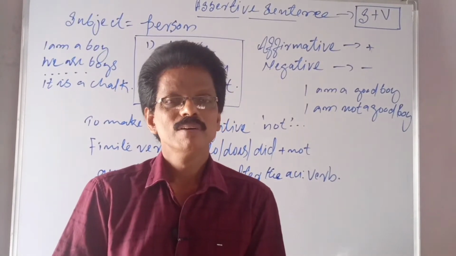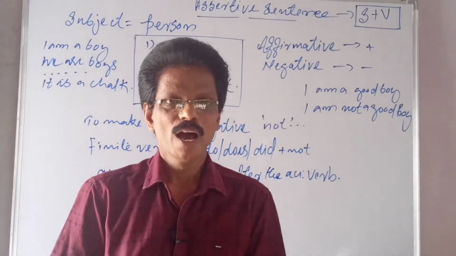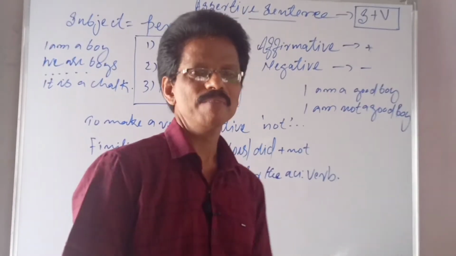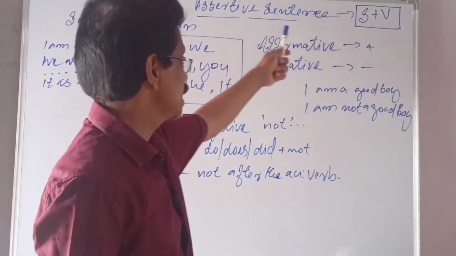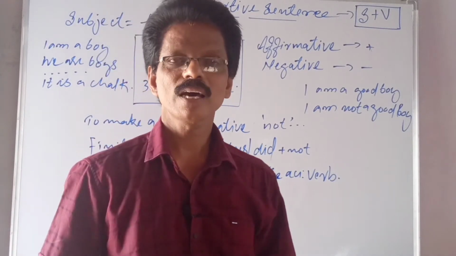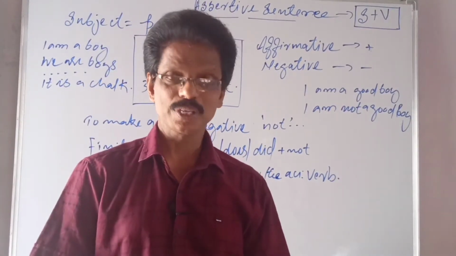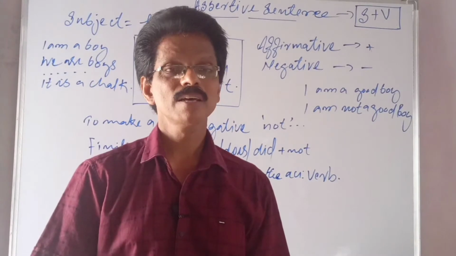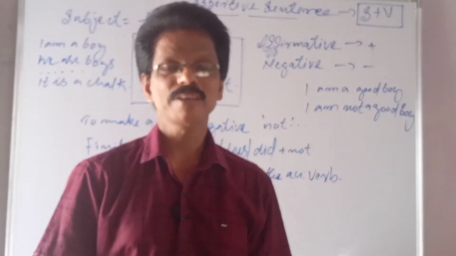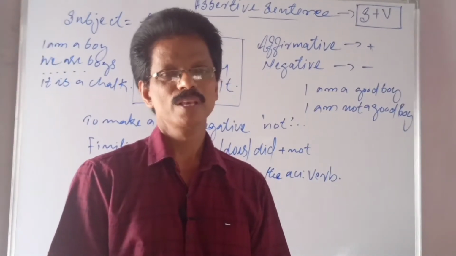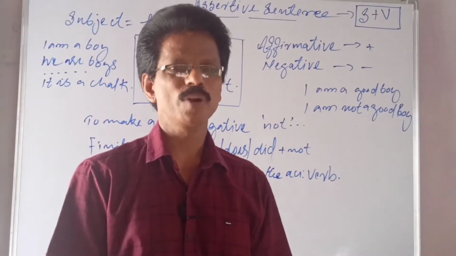Yesterday we saw auxiliary questions, how to make them. Today let us see assertive sentence. Sentences are of four types: assertive sentence, interrogative sentence, imperative sentence and exclamatory. We will study them slowly one by one.